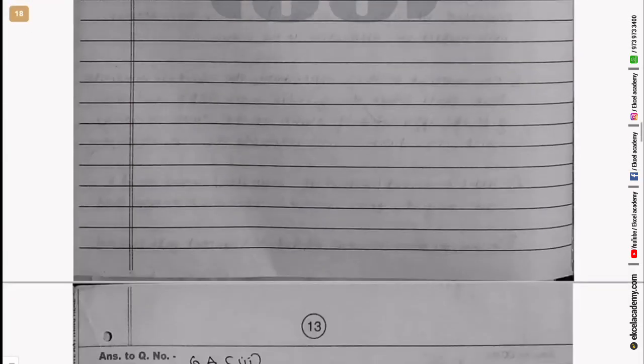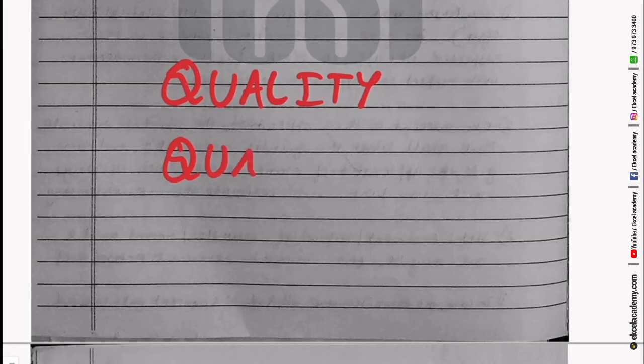So another thing, if you observe, I have told it to other students of Ekcel Academy also, who have got 60 plus, 70 plus. Quality and quantity both are required.